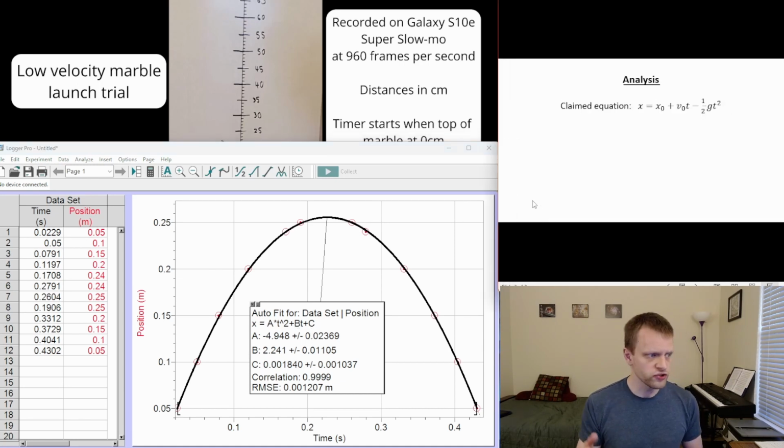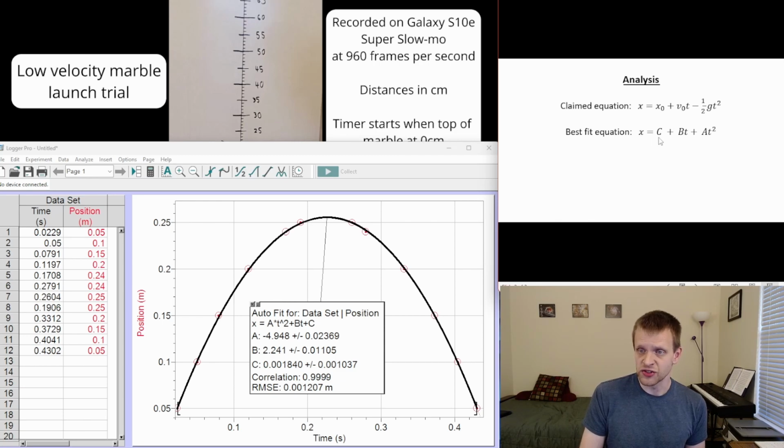Well, when we're doing this comparison, we have our claimed equation. That position is equal to initial position plus initial velocity times time minus 1/2 what should be 9.8 times time squared. Our best fit equation, slightly rearranged, is going to have a constant term, just this C value, a constant times time, so this capital B times t, plus another constant times t squared, this capital A t squared.